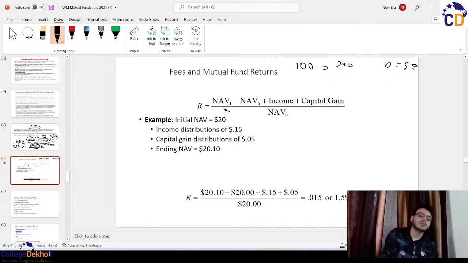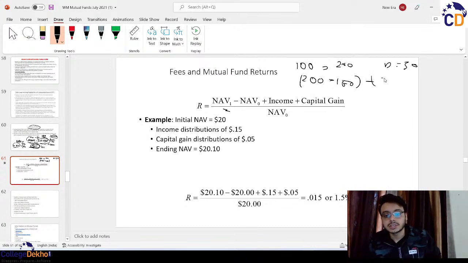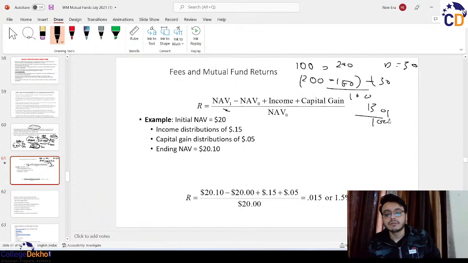And this is to calculate the holding period return, कि इस stock पे एक overall return कितना मिला. ठीक है, तो हम कैसे calculate करते थे? The final value is 200 minus the initial value 100, plus your dividend 50, divided by your initial value. So 200 minus 100, 100 plus 50 is 150. 150 by 100, 1.5 is your return.